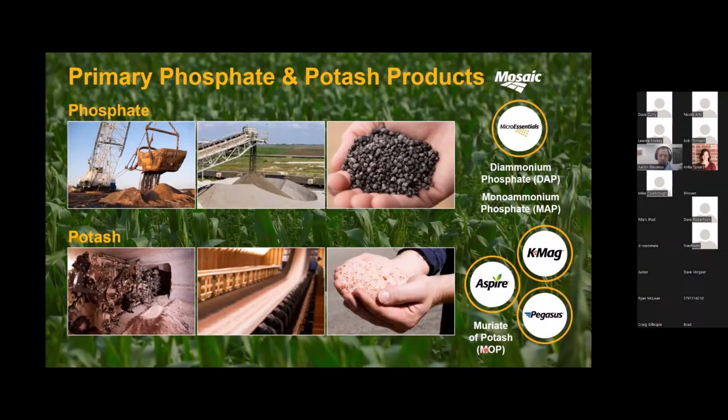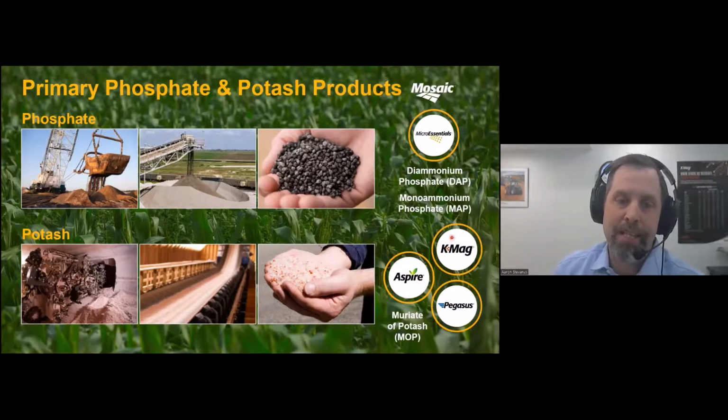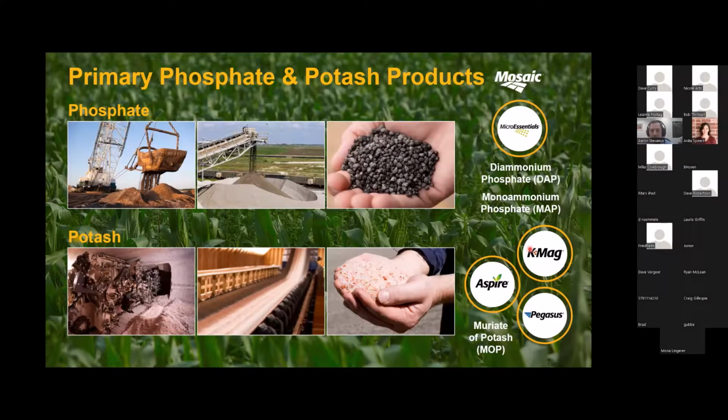So that's muriate of potash. We have a white granular, which is Pegasus, a 62% potash. We have Spire, which is 0-0-58 potassium with 0.5% boron. And then K-Mag is specifically from Carlsbad, New Mexico. That ore body is the only place in the world where you'll find that. The natural ore body is a blend of potassium, sulfur, and magnesium.